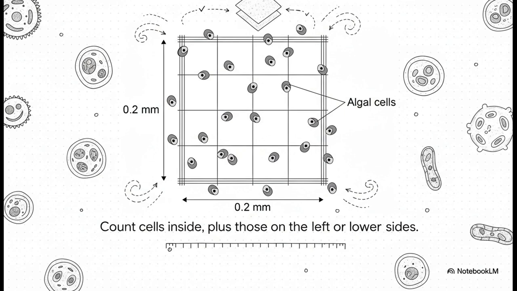You count every cell that's completely inside the square and any cell that's touching the left or the bottom lines. But, and this is the key part, you have to totally ignore any cells that are touching the top or the right lines. Now, this might seem a bit random, but it's a standard scientific trick. It's designed to make sure you never count the same cell twice, making the final count consistent and accurate.